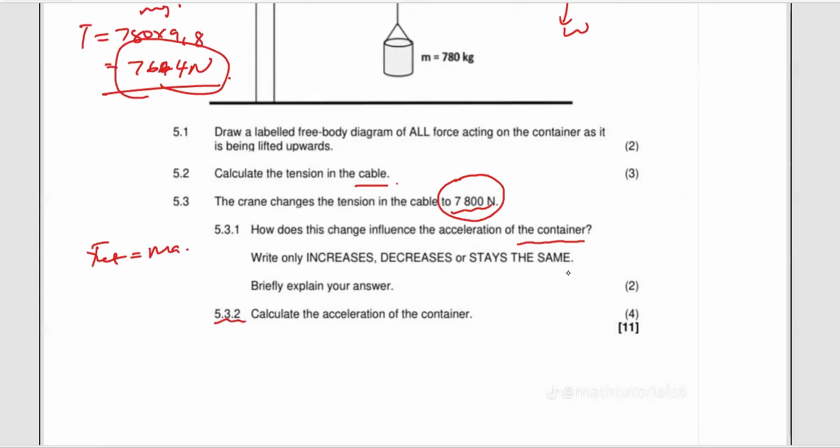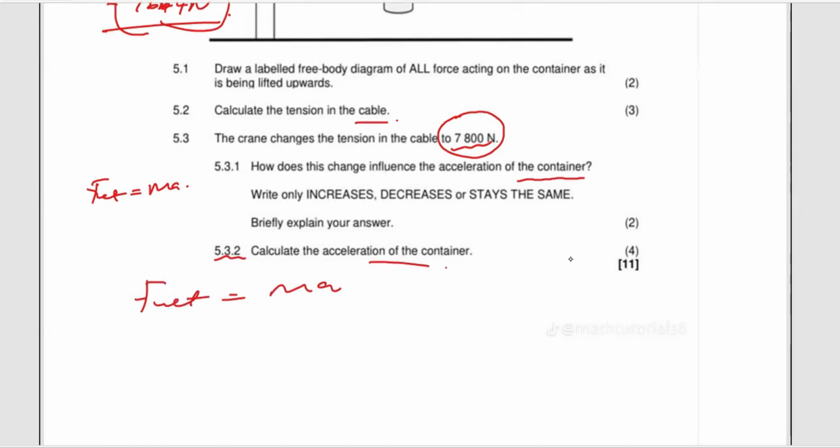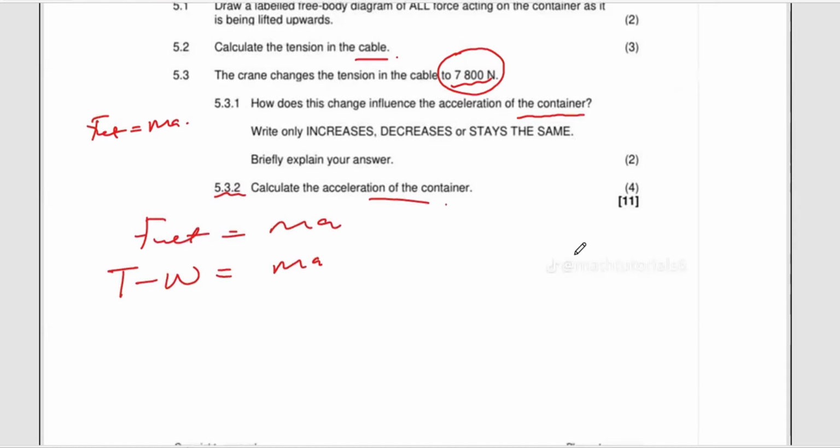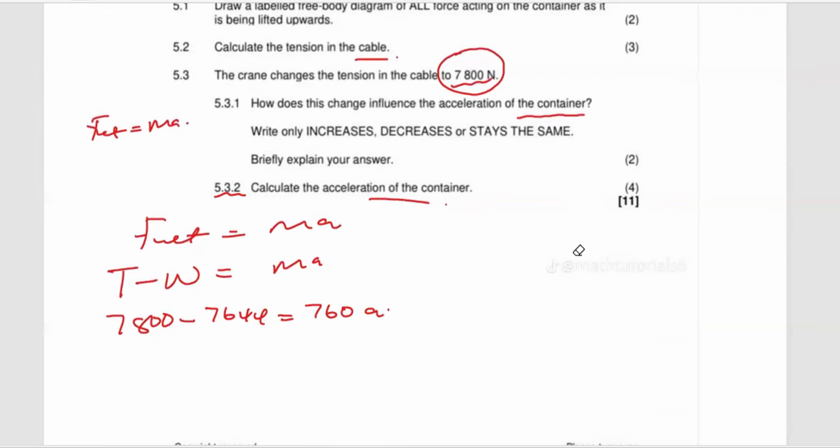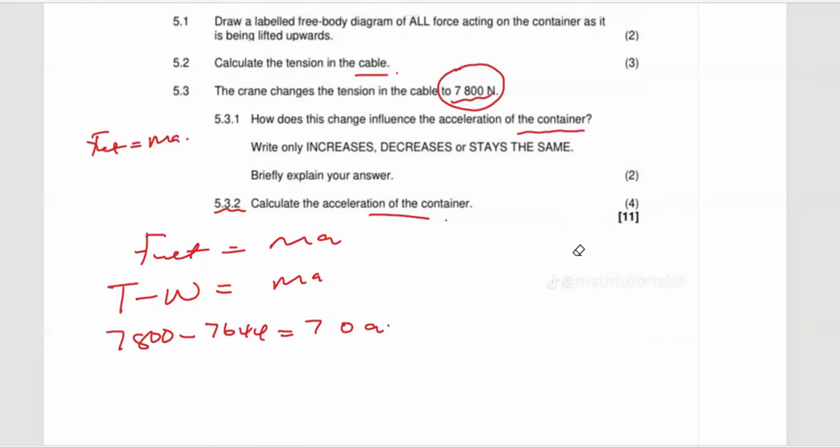Then 5.3.2, calculate the acceleration of the container. So from our F net being equal to ma, we know that tension minus the weight should give us the ma. Now, what was that tension now? It is 7800. The weight we initially got in the first place was 7644, should give us the mass, which is 780 times a.